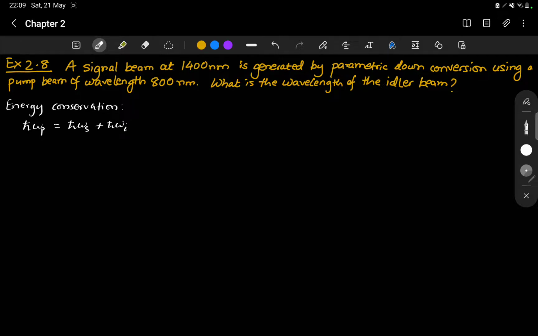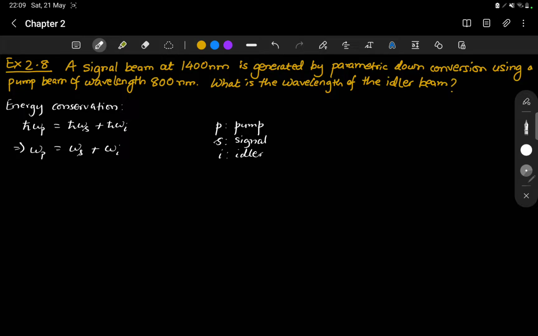This is the energy conservation relation, which says that the input energy is equal to the output energy, input being the pump beam, output being the signal and idler beams. So here the subscript P denotes pump, the subscript S denotes signal, and the subscript I denotes idler. So this can be rewritten as follows. So this is our energy conservation condition.